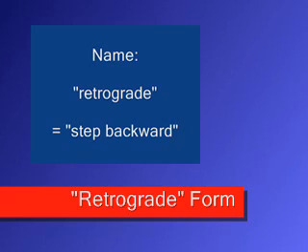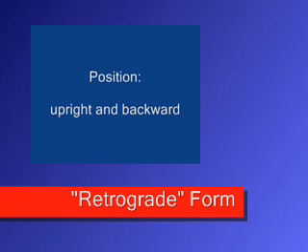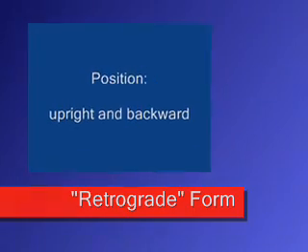And in fact, this tells us a great deal about the order and the position of the notes in this form of the row or the series. Basically, the notes are presented backwards. Rather than being presented 1 through 12, as in the original, they're presented from 12 through 1. So the last note becomes the first note, the second to the last note becomes the second note, etc. Retrograde, stepping backward, presenting the melody backward. The melody remains upright during this process, so in terms of position, it's both upright and backward.